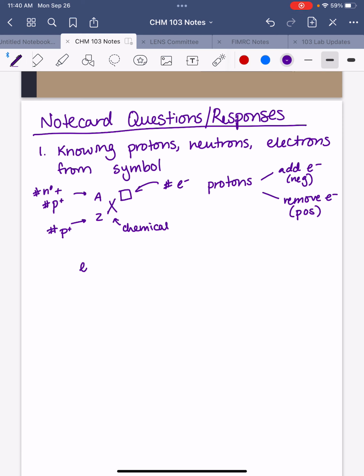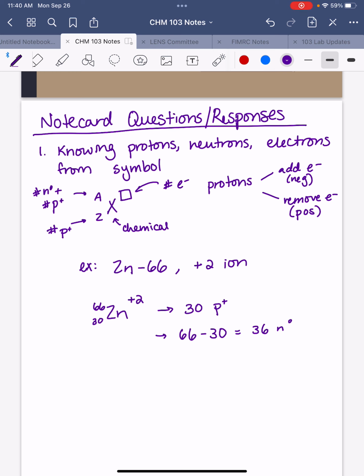So let's say I was looking at, I need a periodic table. Zinc 66. And so also let's say it's the +2 ion. Okay, so what that would look like is zinc 66 goes up here and +2 goes down here. If you look at zinc on the periodic table, it's element number 30. So we have 30 protons. Then to find the neutrons, we take the mass number, which is 66, and subtract the 30 protons. So this gives us 36 for our neutrons.